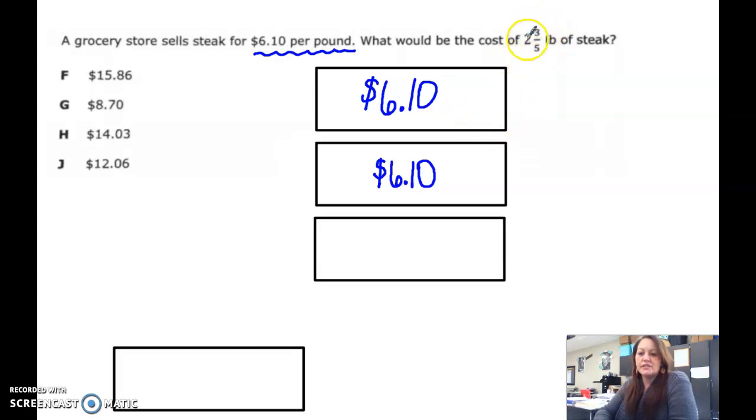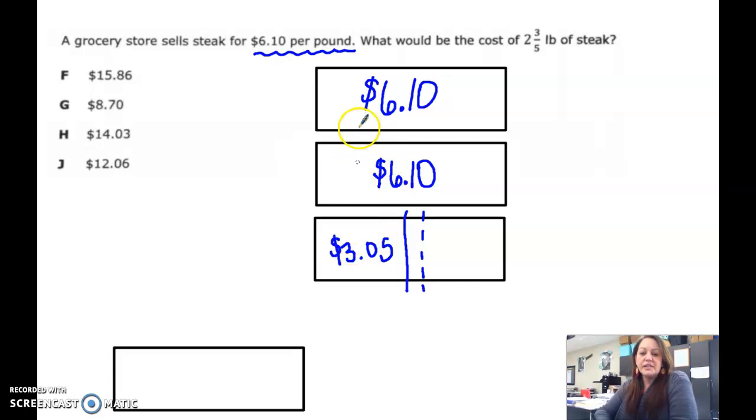Now I've got to represent the 3/5. So I know that 3/5 is a little bit more than half. So I'm going to divide this in half because I can do halves of things very easily. And I'm going to just put a dotted line here just to remind myself that's where I need to be. So I also know that half of $6.10 is $3.05 because I know half of 6 is 3 and half of 10 is 5.